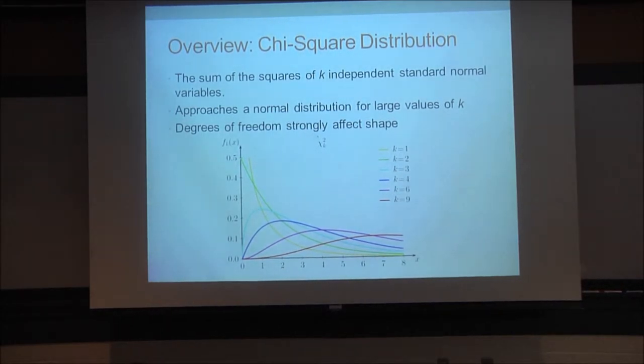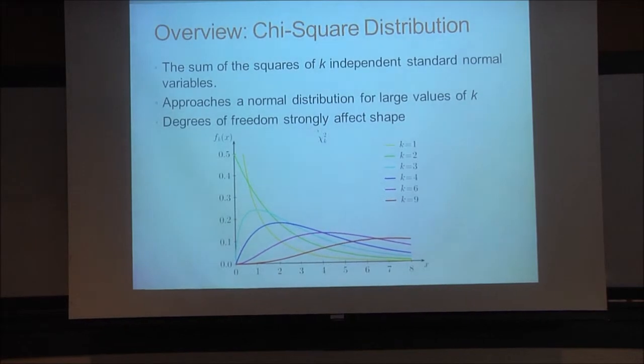A chi-square distribution is the sum of the squares of k standard normal distributions. It approaches a normal distribution for large k. As you can see from the graph, the degrees of freedom strongly affect the chi-square's shape.